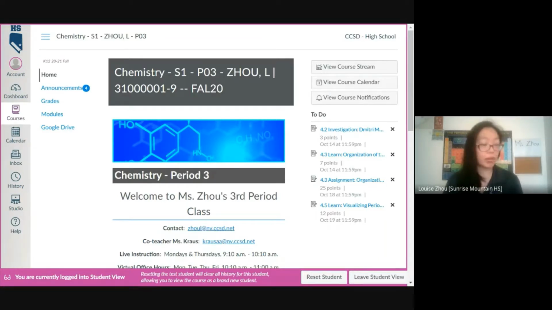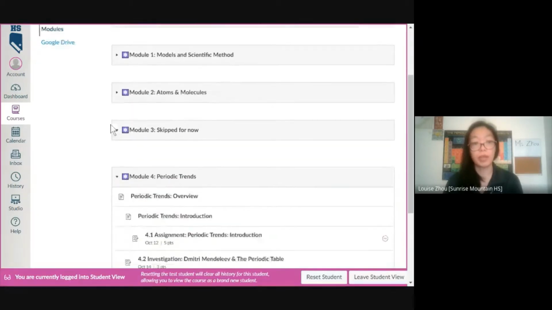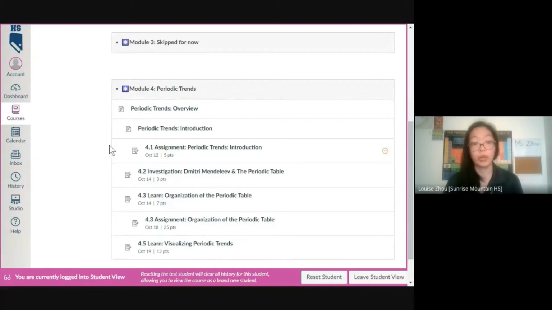I'm going to show you how to complete the 4.3 assignment in our chemistry class. If it does not show up in your to-do list or you can't find it here for some reason, I highly recommend you find your assignments in modules. The Modules tab shows you the order I want you to do assignments. The 4.3 assignment is based on the notes from 4.3 Learn and 4.2 Investigation, so you can find the answers there.